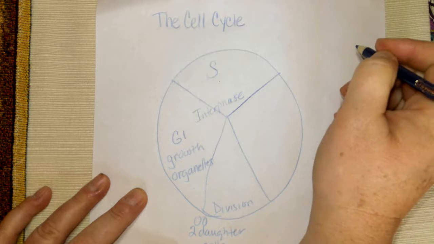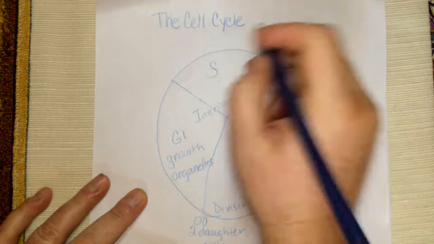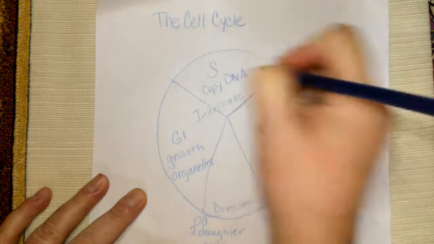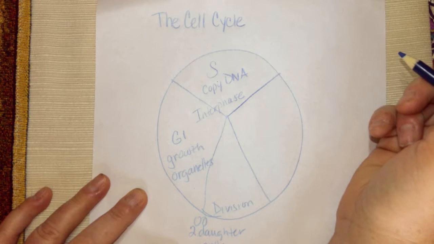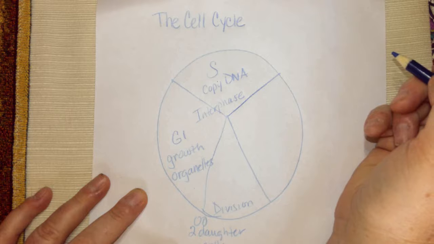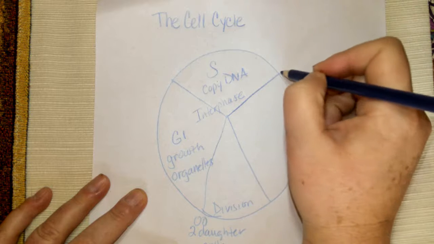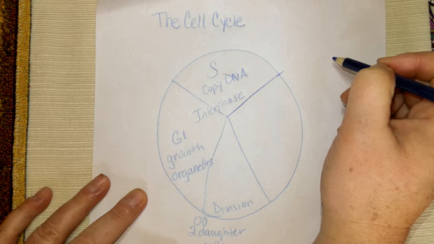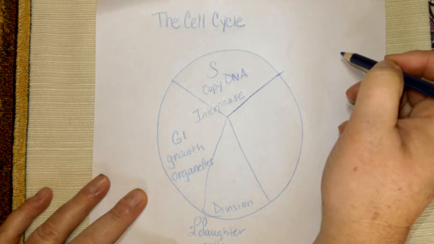S stands for synthesis, and what this means is it's going to make a copy of its DNA. And this is an important phase because what it's doing is making an identical copy of the cell's DNA. We have to have an identical copy if we want to have two identical daughter cells at the end of division. Again, there is a checkpoint after the S phase where the cell checks: did we make two complete and correct copies of the DNA?